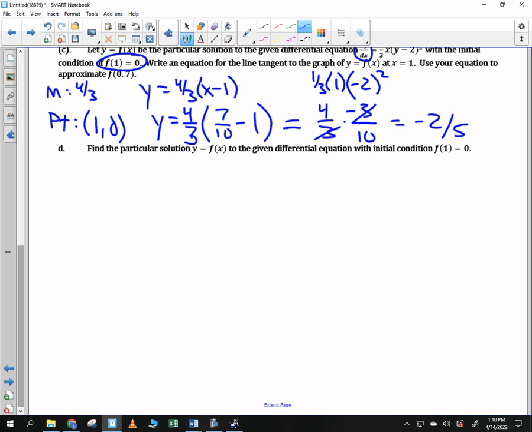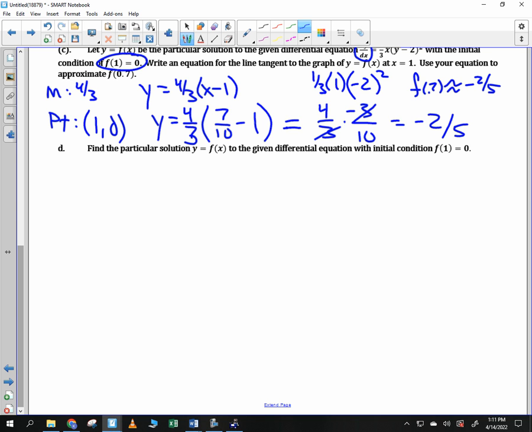And you really should say f of 0.7 is approximately negative 2/5. Try to let them know what the heck you're talking about. I'm running up against the clock here, so I'm trying to get that done. Kind of a newer question, right? But really not that bad, is it? I actually had that built into our slope fields day. We just ran out of time one day to talk about it.